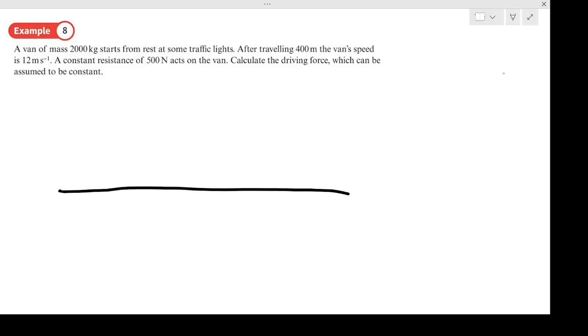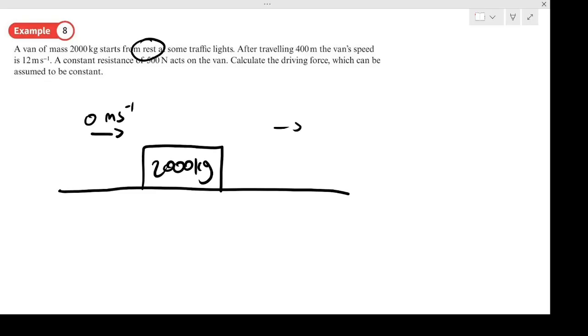So I've got a van that's probably on the road. The van has mass 2,000. I'm told it starts from rest, so it starts with 0 speed, let's say over here, and then it reaches a speed of 12. So that's my speeds.